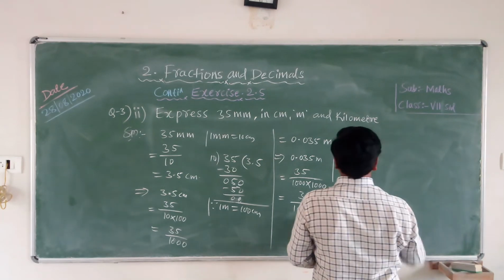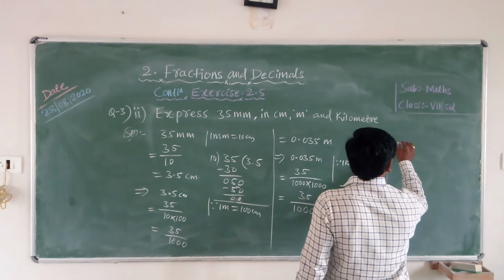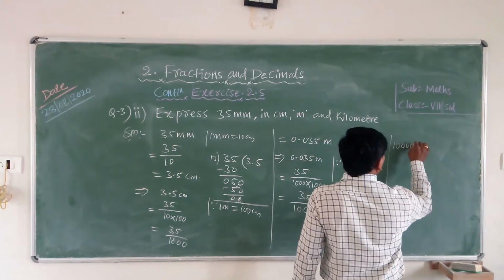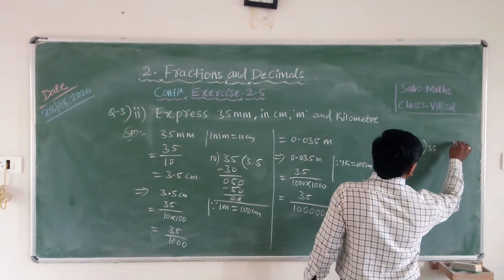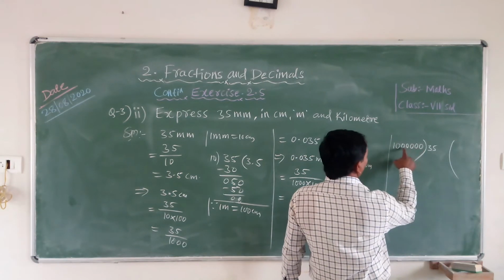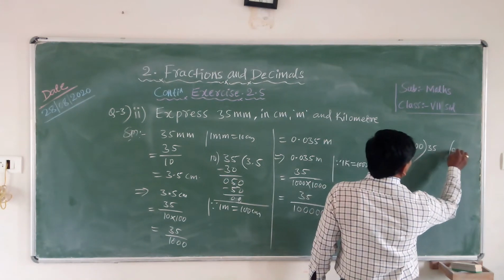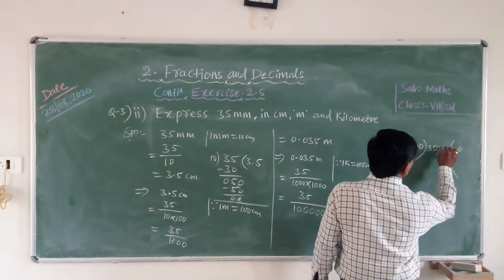We have to divide. So 1, 2, 3, 4, 5, 6 zeros and 25. How many zeros are there? 1, 2, 3, 4, 5, 6. Take 0 here, also put 0. 350 over, and here also take 0. Here also take 0.